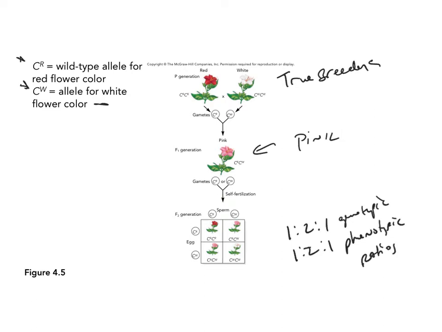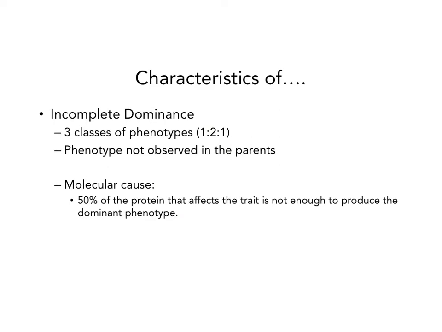Now, what's happening at the molecular level? In this situation, we're seeing that 50% of that protein that affects the trait is not enough to produce the dominant phenotype. Now, we talked about this a little bit before when we talked about dominance and recessive, but this is the classic explanation. And I want to highlight again this concept of seeing actually three classes of phenotypes, which is different from what you would see in the situation of complete dominance, and also a phenotype that is not observed in the parent.